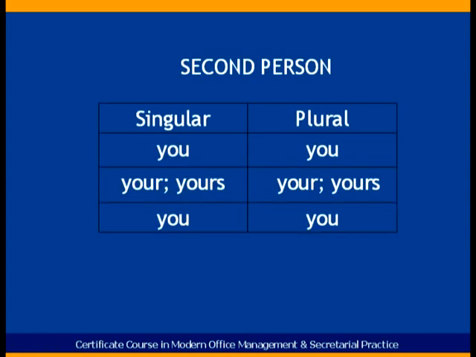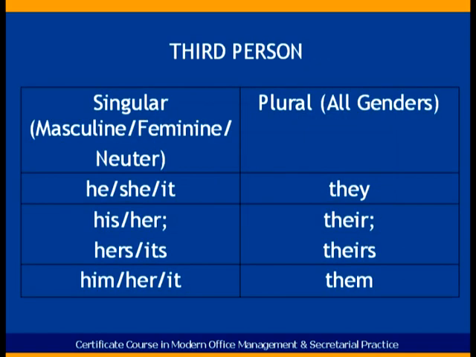The personal pronouns used in the second person form are you, you, your, yours, you. The personal pronouns used in the third person form are he, she or it, they, his or her, hers, its, their, theirs, him, her, it, them.